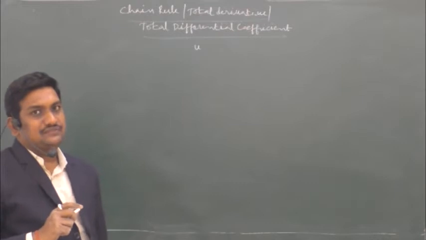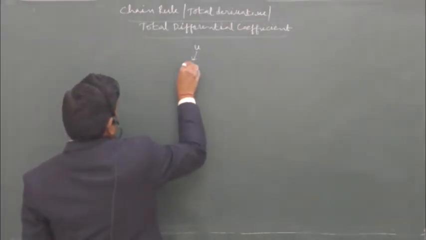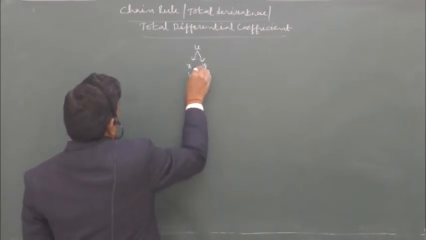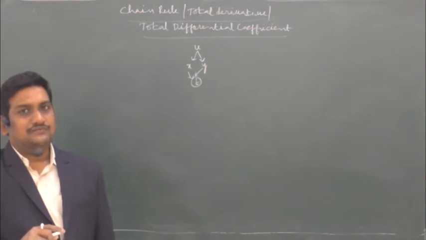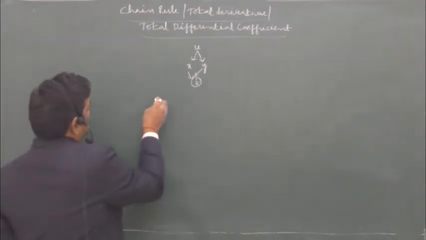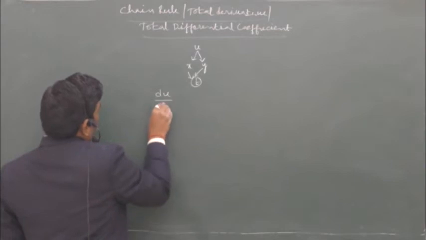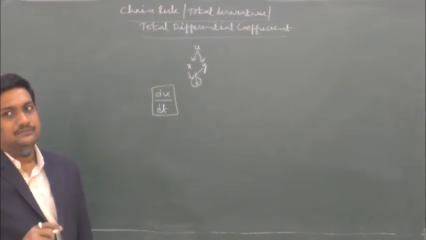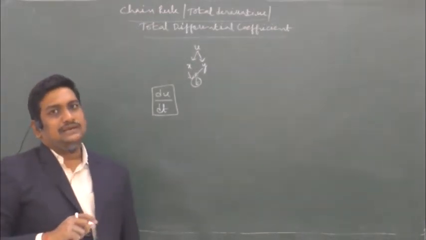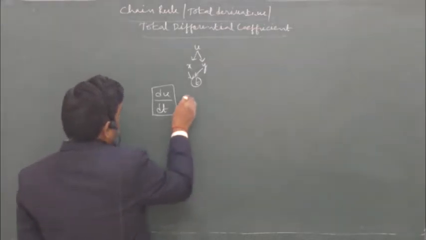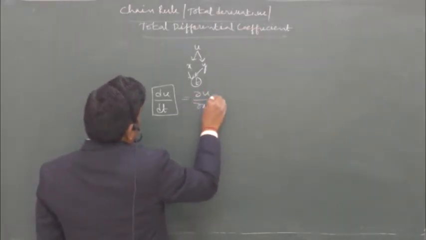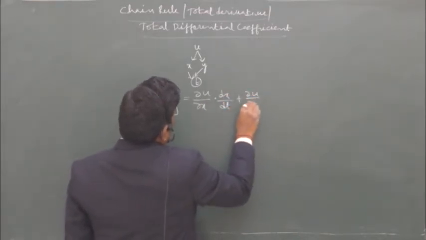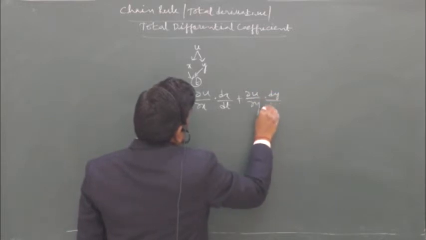Let us assume u is a function of x, y, and x is a function of t, and y is also a function of t. Then finding du by dt, this ordinary derivative du by dt, is called the total derivative. So we will apply the chain rule here, and this equals dou u by dou x into dx by dt plus dou u by dou y into dy by dt.